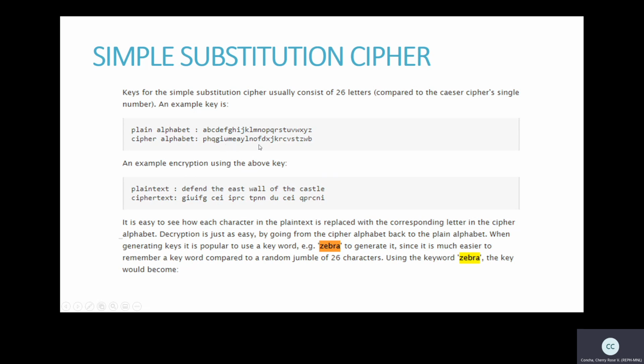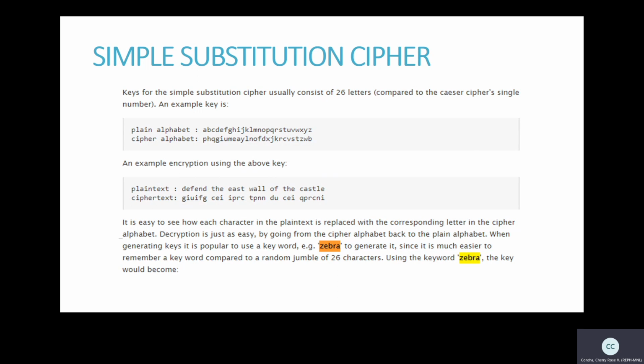So why did we come up with this one? The key for the simple substitution cipher usually consists of 26 letters, compared to Caesar's cipher, which is a single number. An example key is this one. For an example encryption using the above key, it is easy to see how each character in the plain text is replaced with the corresponding letter in the cipher alphabet. So the decryption is just as easy, going from the cipher alphabet back to the plain alphabet. When generating keys, it is popular to use a keyword. For example, our keyword is zebra. It's much easier to remember a keyword compared to a random jumble of 26 characters.